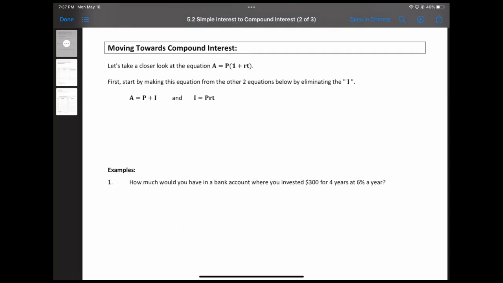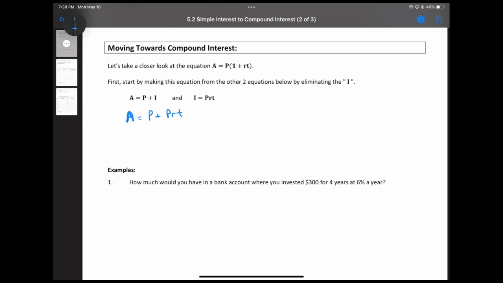What I'd like to start by doing is just showing you that that equation is not actually a different equation or a new equation. It's just a modification of the two equations we know so far merged together. So if I start off with A equals P plus I, and then I remember that I equals PRT, what that really means is that A equals P plus, and rather than write down I, I'm going to write down PRT, since that's what I is equal to.